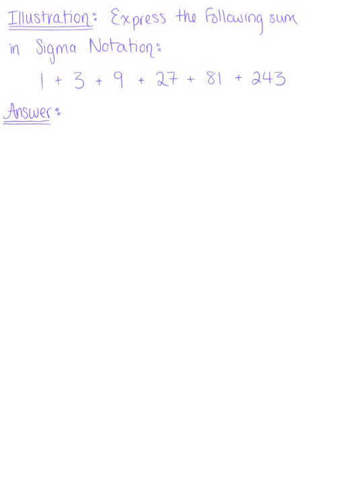So here is an illustration of what we're looking at in this section. We want to express the following sum in sigma notation. So I have 1 plus 3 plus 9 plus 27 plus 81 plus 243. And so looking at the given sum here, you want to ask yourself, do you see any patterns? Looking at this, we realize, wait a minute, we're given the sum of the powers of 3.